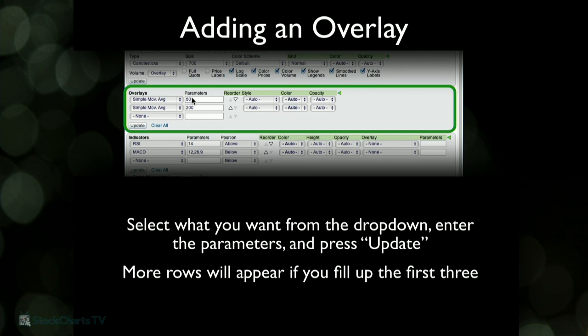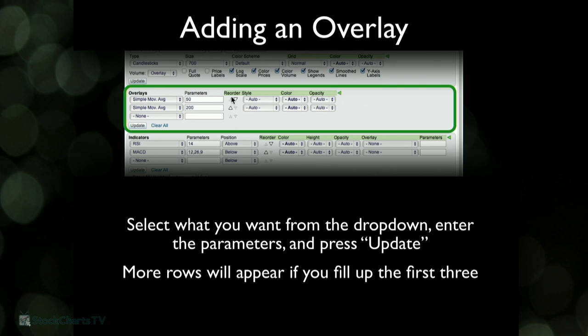Some indicators take just one parameter. Other indicators take two or three that you use commas to separate. You can also then choose what style you want to use for it, what color you want to use for it, and what opacity you want to use for it. And I'll show you some examples of that in just a minute as well. And once you've done that, then you can press update and your overlay will appear on the chart.